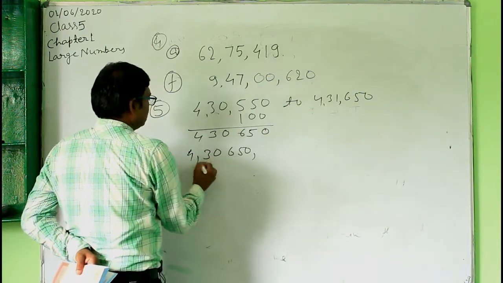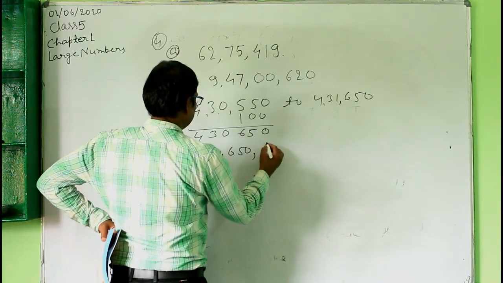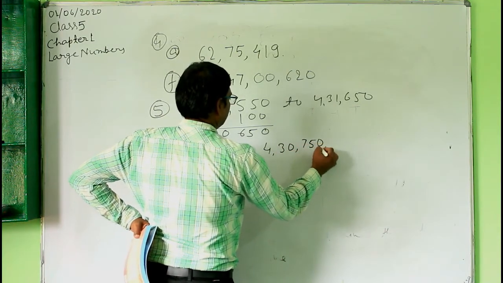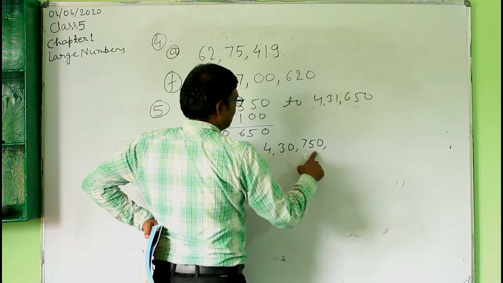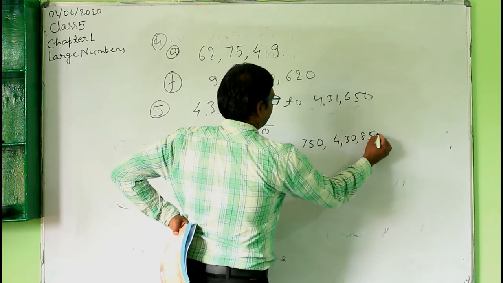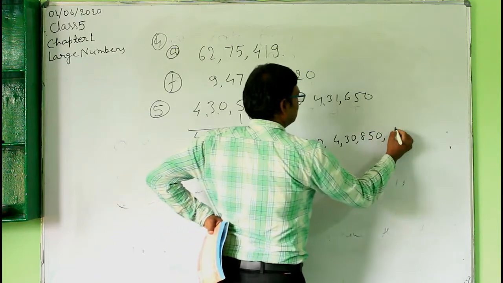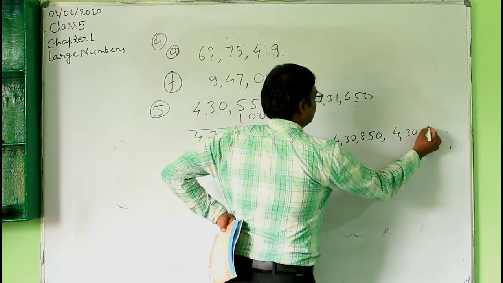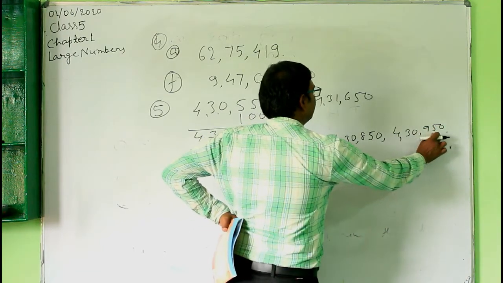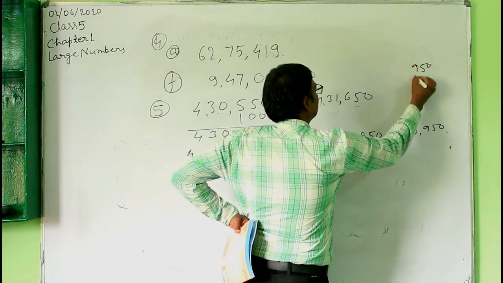This is the first number in this case. The next will be 430750. The next will be here again, add 100, it will be 430850. Next, 430950. Now what is next here? Again, if you add 100 here, then see 950 plus 100.